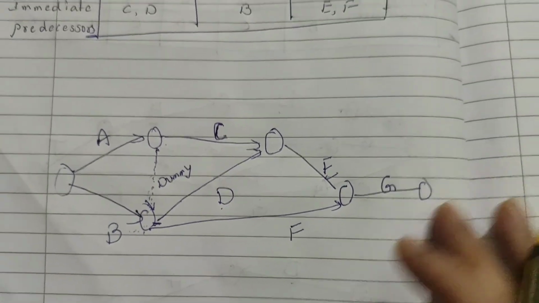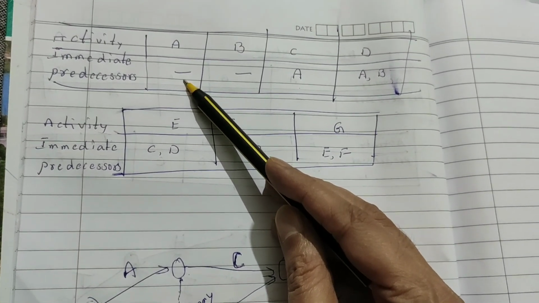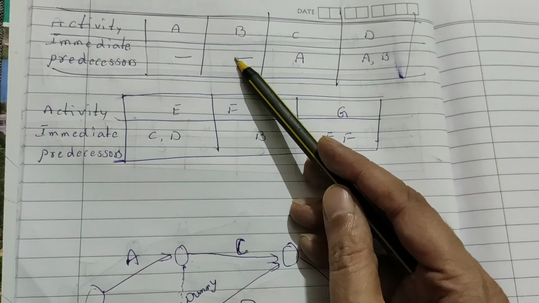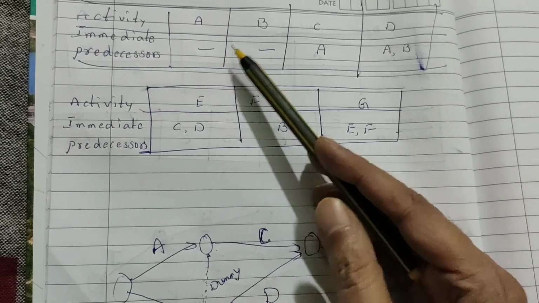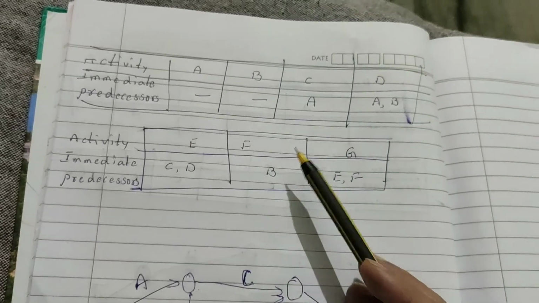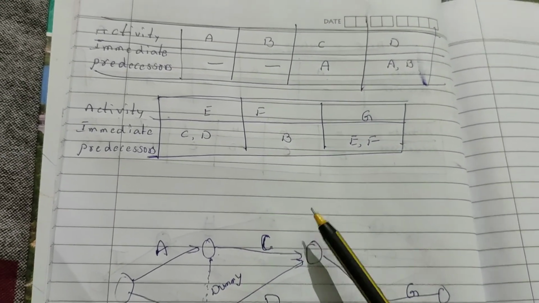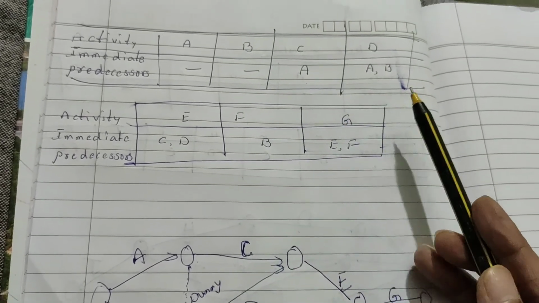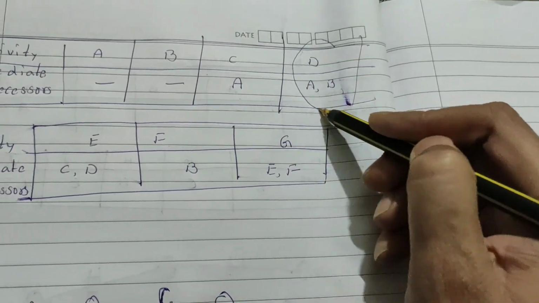I will explain again. There are no predecessor values for A and B, because A and B are the starting point. That's why I will start A and B here. Whenever I start activity C, I complete my activity A. This is correct. Next, the main important part here is these activities.